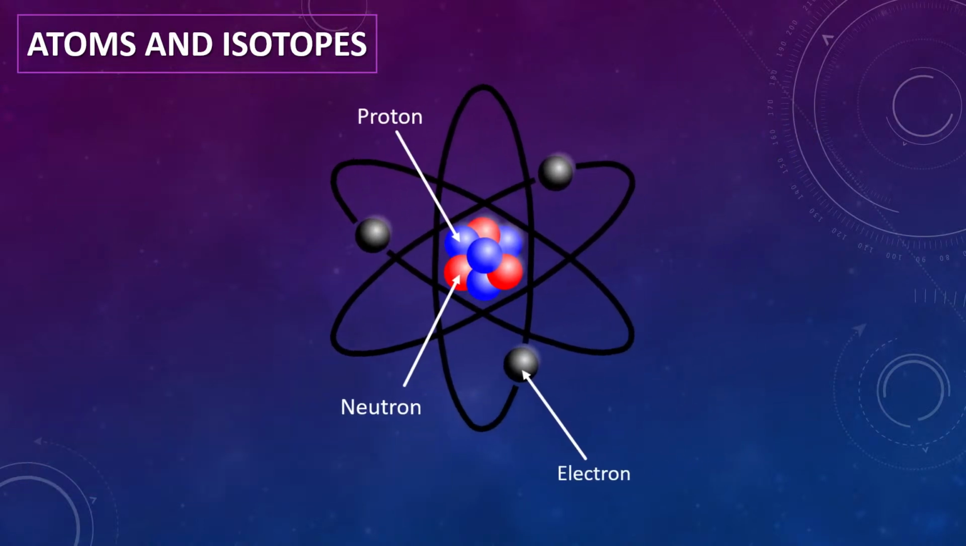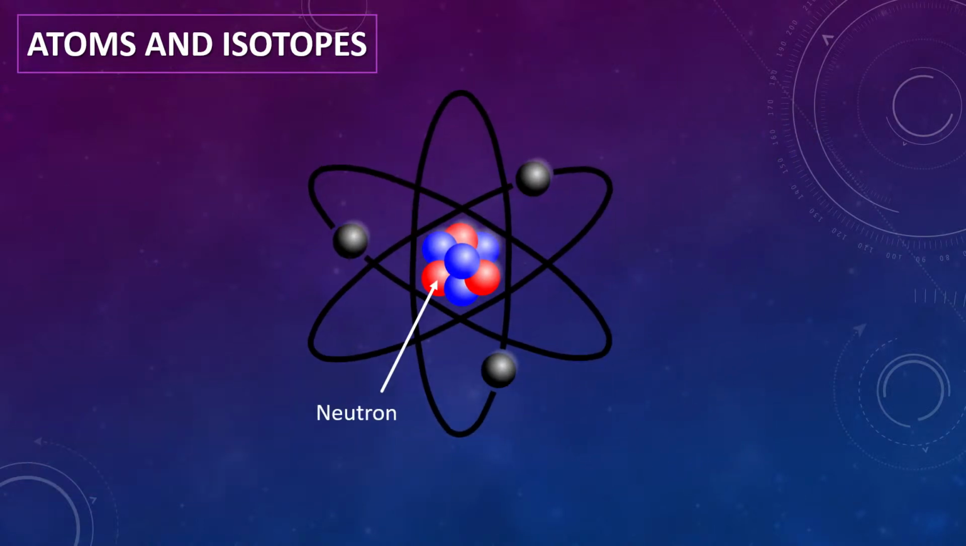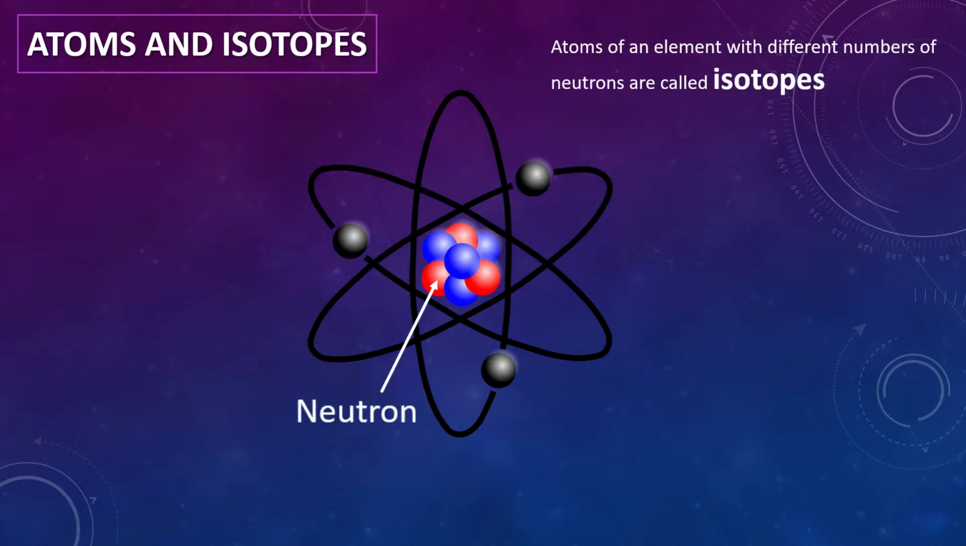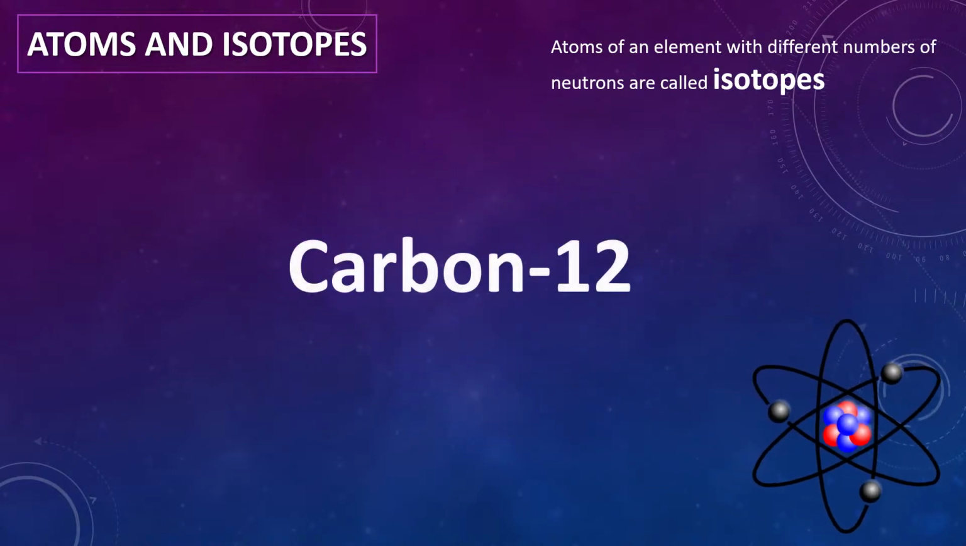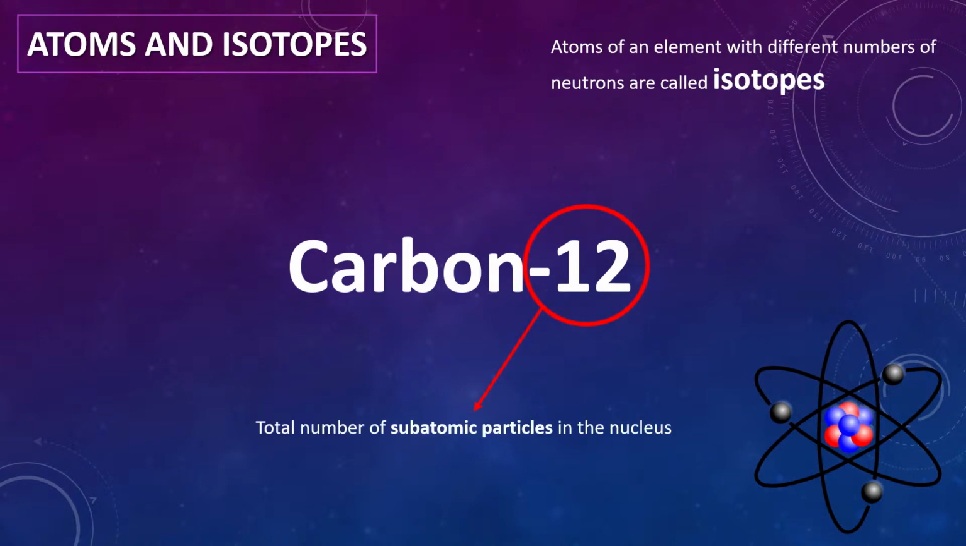So, neutrons. If an atom has a different number of neutrons to its element, they are known as isotopes. An example of an isotope is carbon-12. The 12 in carbon-12 tells us how many subatomic particles there are in the nucleus, so how many protons and neutrons there are, and obviously there are 12 in carbon-12 because there are 6 protons and 6 neutrons.